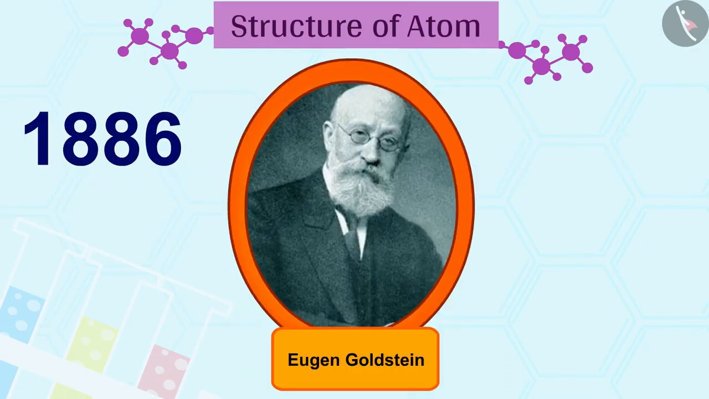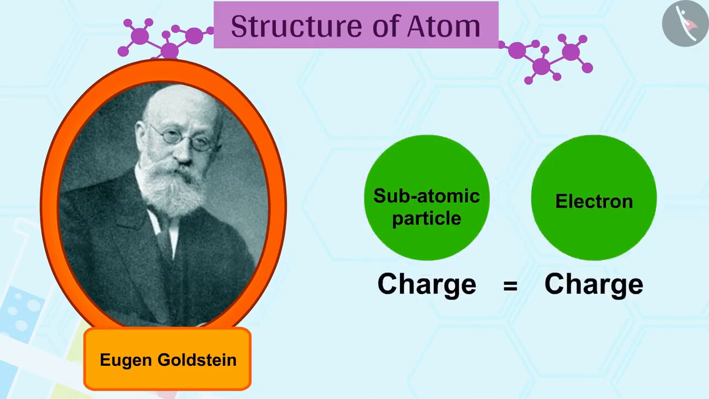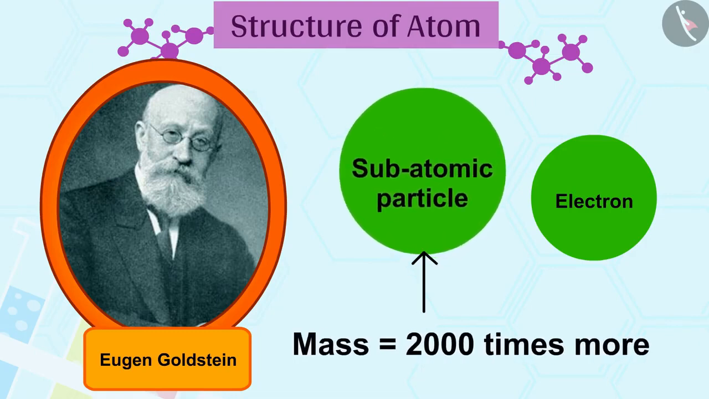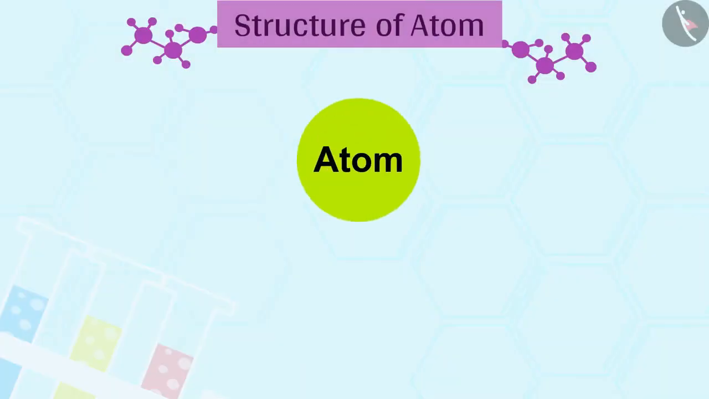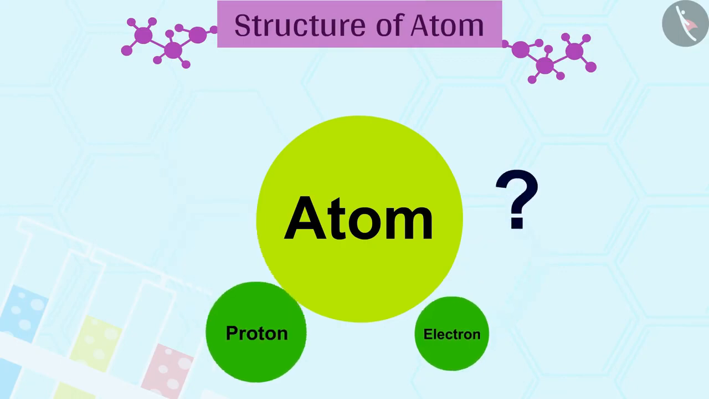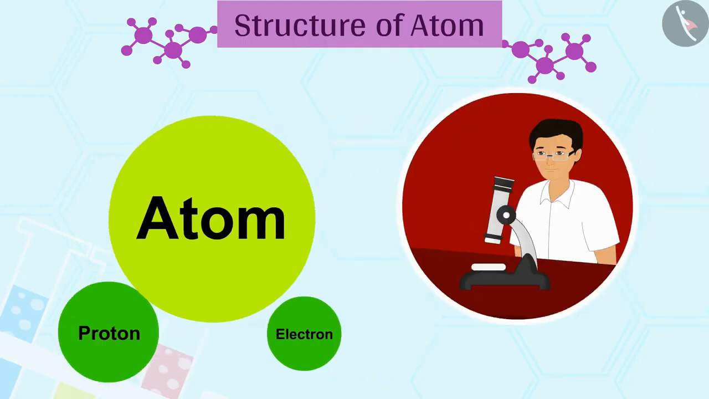In 1886, E. Goldstein discovered another subatomic particle whose charge was equal to, but opposite to, the charge of the electron, and the mass was approximately 2000 times more than the electron. These particles were named protons. Now, the biggest question was how these particles structure the atom. To understand this, many scientists presented different types of models.